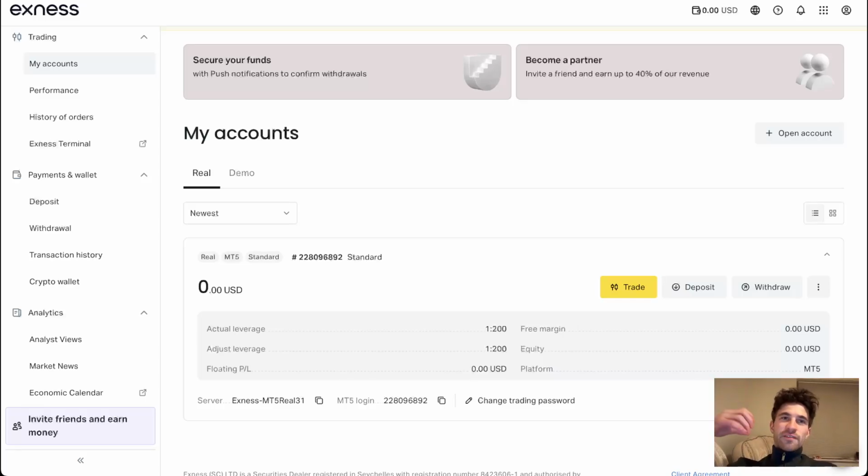Pepperstone is very, very safe. They are very tight and very strict about how they do things. Whereas Exness is regulated, but they're a lot more free, they're a lot more laid back, and it's not as strict.